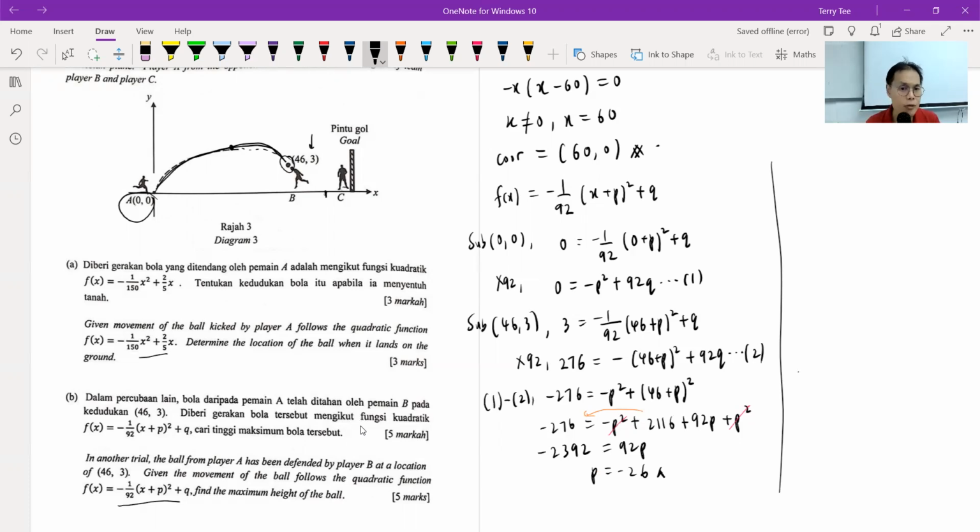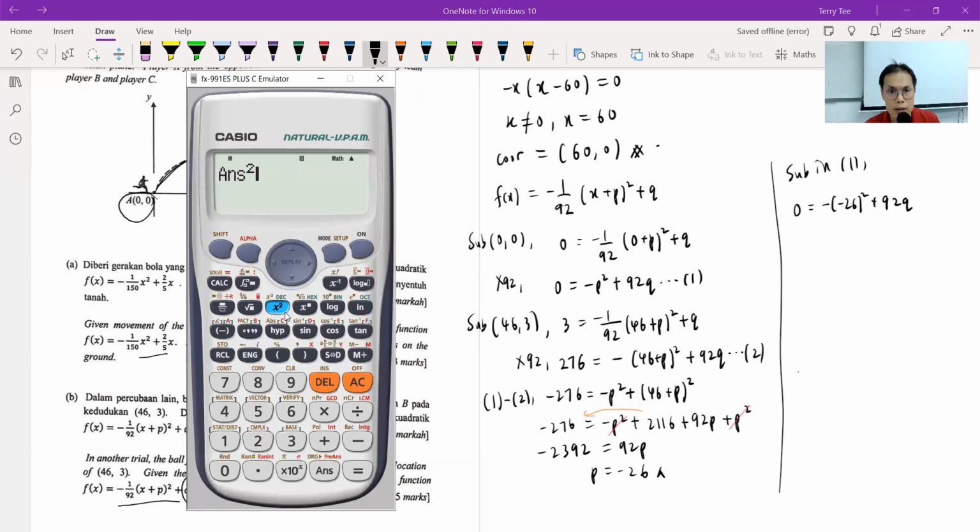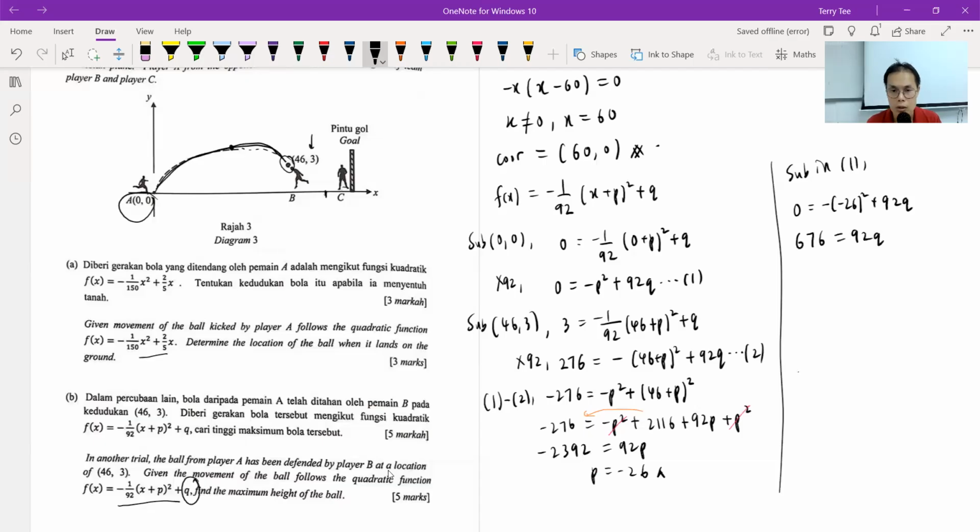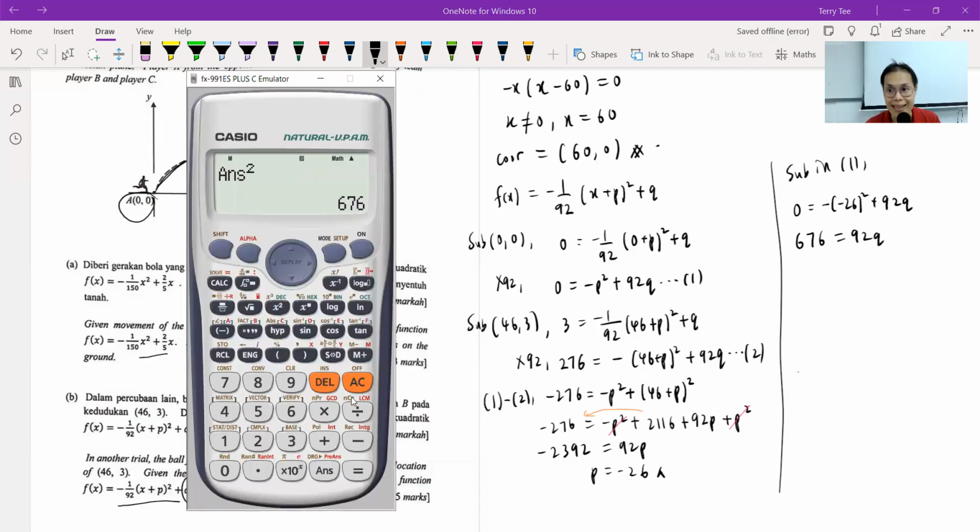In fact, q is actually your maximum, right? Q is your maximum. I need to take p and sub inside equation 1. So 0 equals negative (negative 26) squared plus 92q. Bring these over. Can we calculate 26 squared? What is 26 squared? Let me count. 26 negative, you square it, 676. Bring it over becomes positive 92q. Take this answer, you divide by 92.